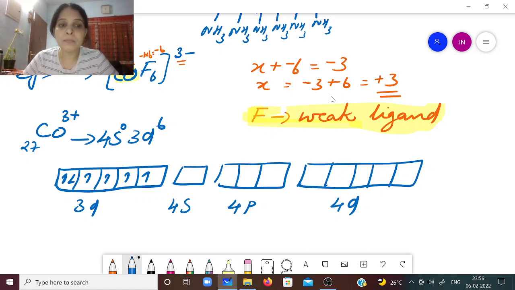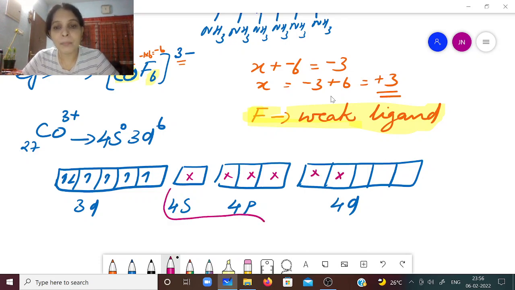Next, as I said, F is a weak ligand. It cannot pair up the electrons in the 3d orbital of the cobalt, so orbital pairing up will not take place. And we know here also the coordination number is 6. 6 means 6 empty orbitals should be there. That means 6 empty orbitals should hybridize to form hybridized orbitals. So one is this, 1, 2, 3, 4, 5, 6. These are the 6 orbitals which will get hybridized.